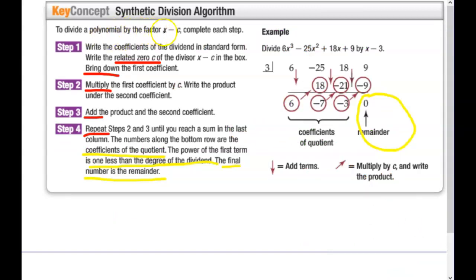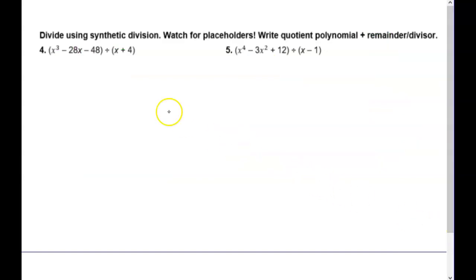Again, this says you write the related 0 in the box. So if we're dividing by an x minus 3, you put a positive 3 here, then all of your coefficients, and then it's bring down the first one, multiply, add, multiply, add, multiply, add. And the power of the first term is 1 less than the degree of the dividend, etc. I just always start back. Okay. Oh, tricky one from the beginning.